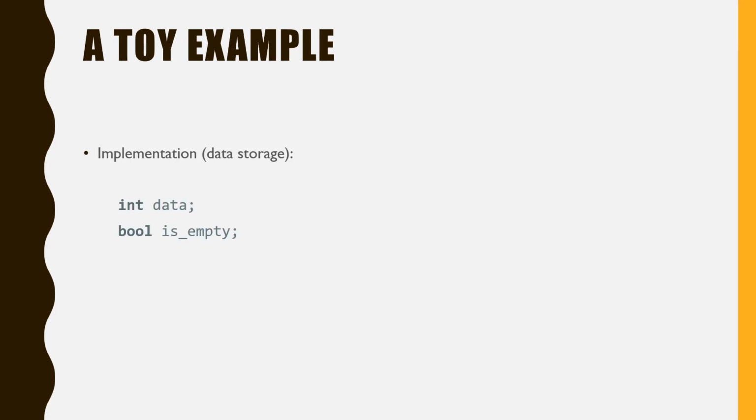Now, let's move on to the implementation. And first, look at the data storage part. We will use two variables for this data structure. The first variable, data, stores the integer value. The second variable, isEmpty, is the tag variable that records whether any data has been inserted.